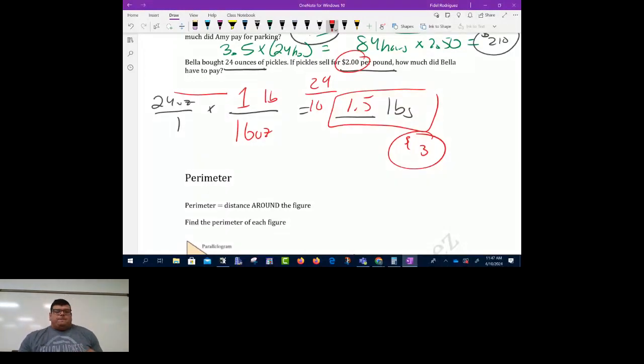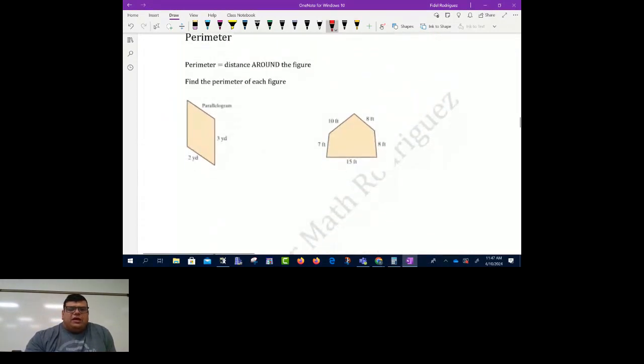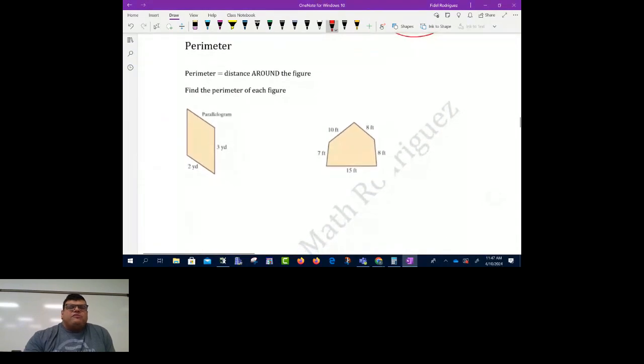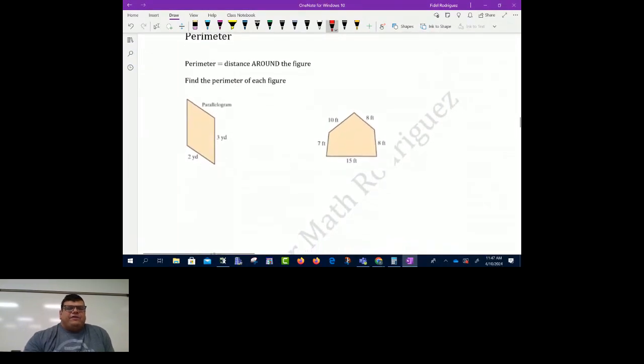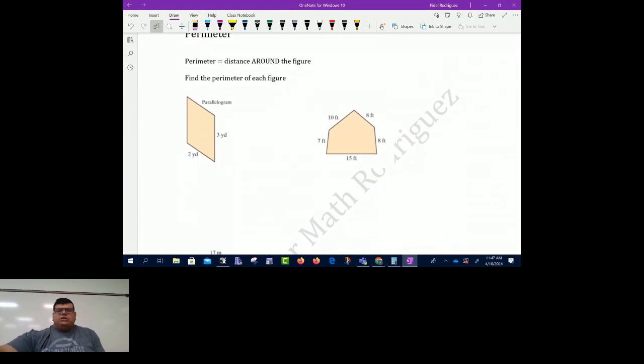All righty. Y'all, we still got a couple of minutes. Let's see if we can do a little bit of the geometry because that was one of the things I want us to do today. Y'all, perimeter is just talking about the distance around a figure, okay? So let's see if we can do a little bit of this, guys, so that maybe we have a little bit less to do tomorrow. We're not playing as much catch up.